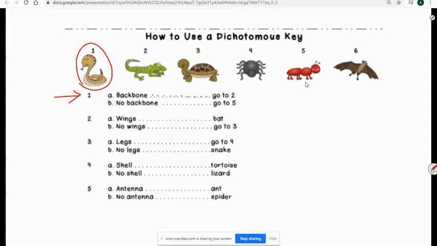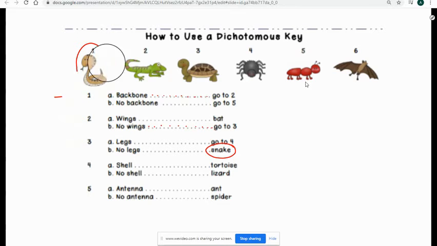So now we go to step 2 here. 2A says, does it have wings? 2B says, does it not have wings? This does not have wings, so it tells us go to 3. So now we're going to step 3. Does it have legs or does it not have legs? This organism does not have legs, so we can tell that it is a snake.